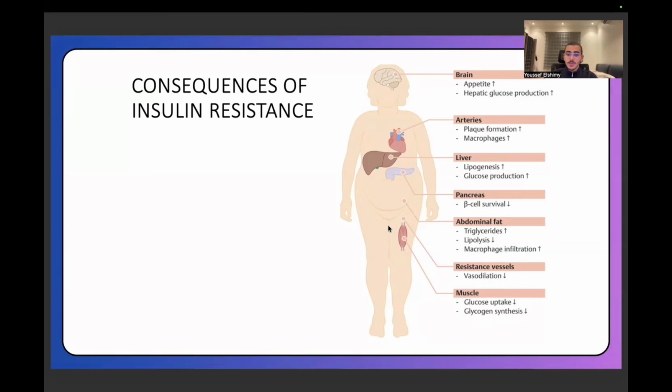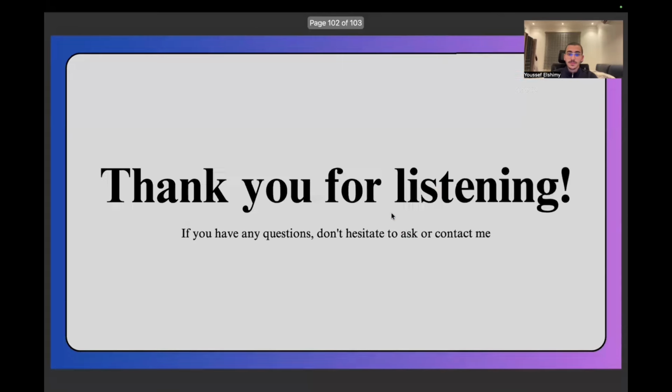Regarding muscle, there would be decreased glucose uptake, and also decreased glycogen synthesis, and there would be muscle wasting, of course, and muscle breakdown as a consequence of insulin resistance. And that's basically it. That wraps it up for both lectures, the adrenal as well as the pancreas.